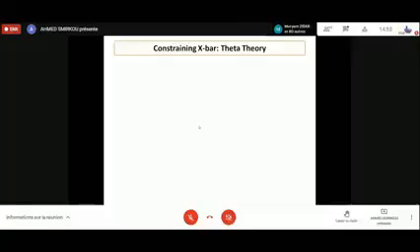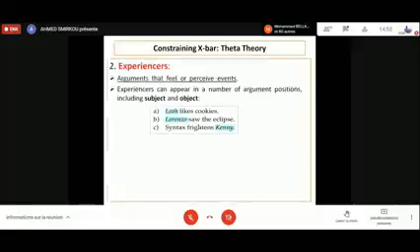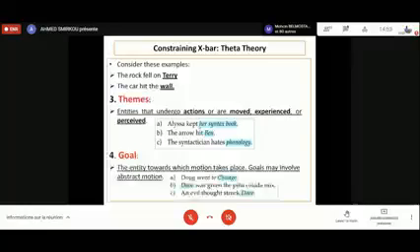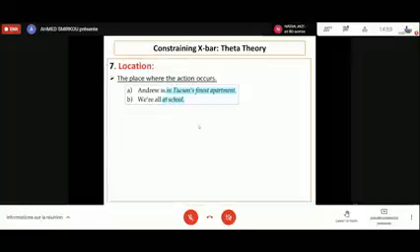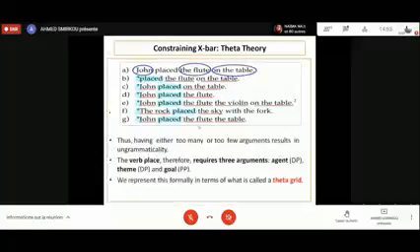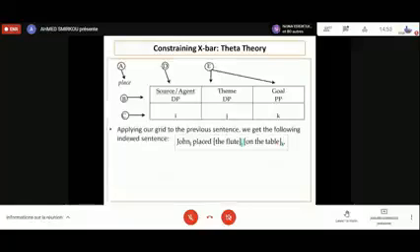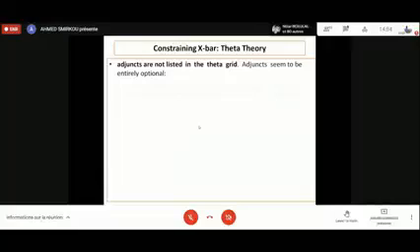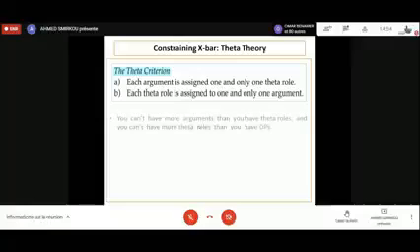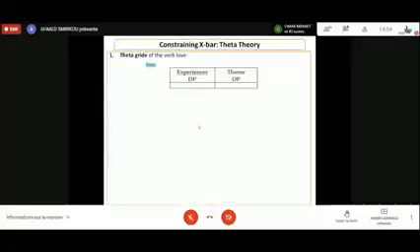Or the Theta Criterion, which has two parts. Each argument must be assigned to one and only one theta role, and each theta role must be assigned to one and only one argument. Remember this, thematic relations, location, etc. What else? Yes, remember how to answer questions like "How would you judge the grammaticality of the following sentences?" Remember that adjuncts are not required in the theta grid because they are optional. Remember the meaning of the Theta Criterion, and the two parts of it, for example with the verb "love" that we discussed.